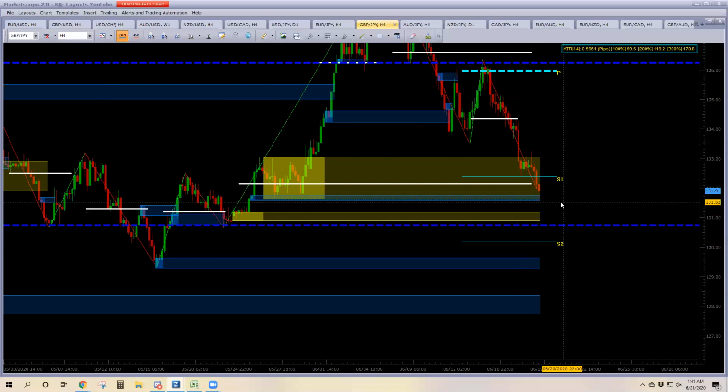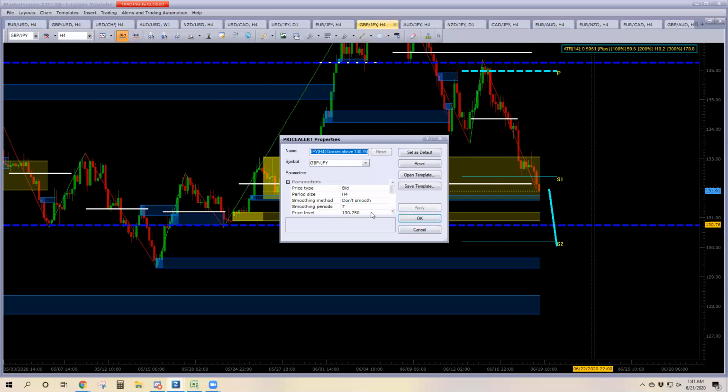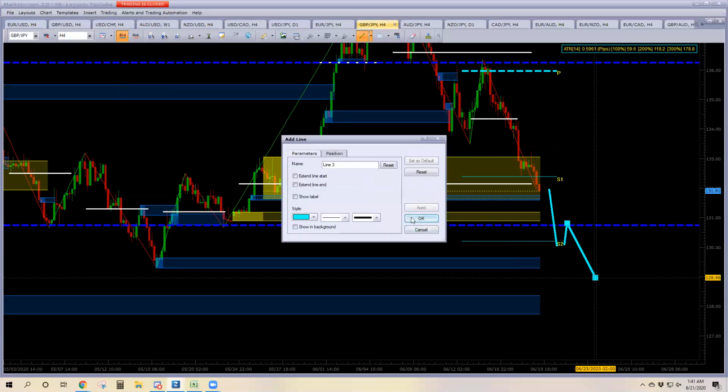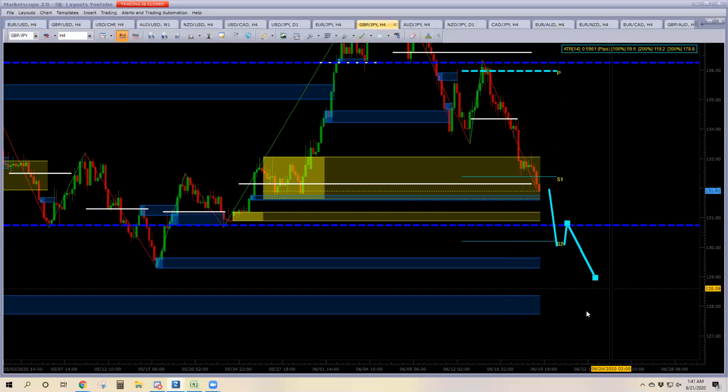I would rather wait until we get a 4-hour candle. I believe that's your 30.75. Yeah, that's a 30.75. I wait for the 30.75 breakout, then I wait for the pullback, then your continuation back down. And then just be aware of these 4-hour demand levels.